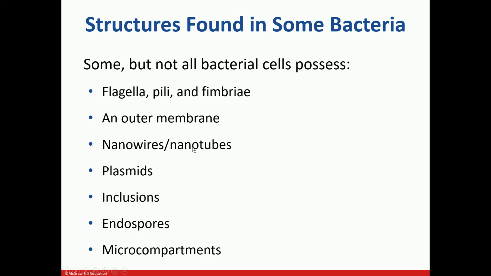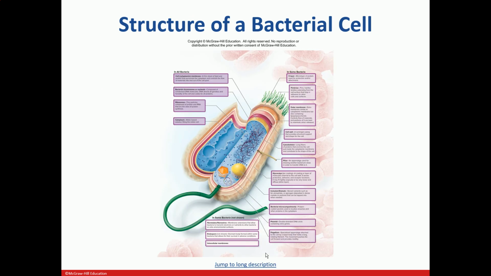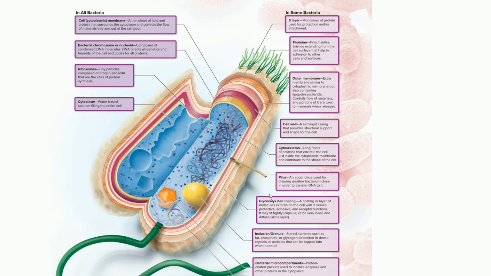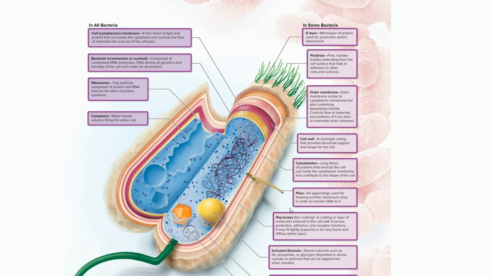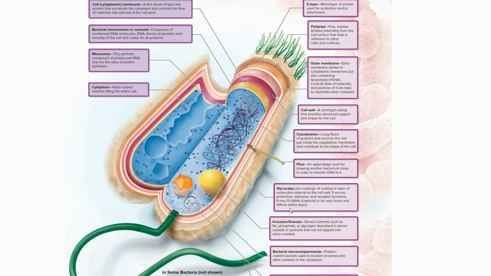Nanowires and nanotubes are required for the transfer of some amino acids and other things. Then plasmids, inclusions, endospores, and microcompartments. These are some of the structures which can be present in some bacteria but not in all. We are going to discuss them. So let me zoom in on the structure of the bacterial cell so that we can understand it in a better way. This is the basic structure of the bacterial cell.